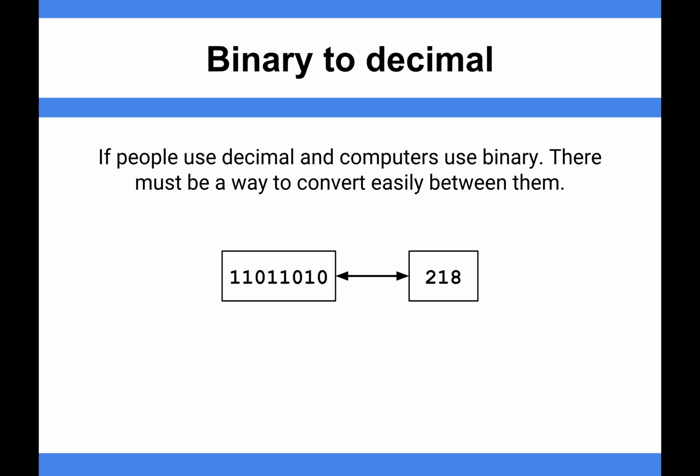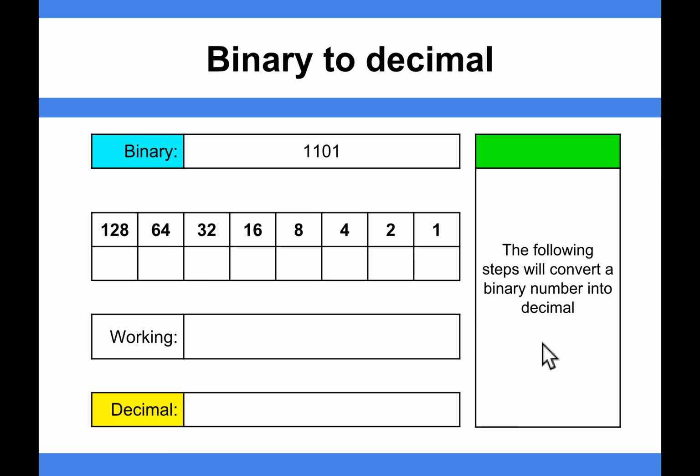So we need to learn how to convert numbers between different systems. This one's going to be showing you how to do binary numbers, so turn numbers that are in this form into decimal numbers like this, which you're used to. So if people use decimal and computers use binary, there needs to be an easy way to convert between the two, and there is. So let's take a binary number up here, 1101.